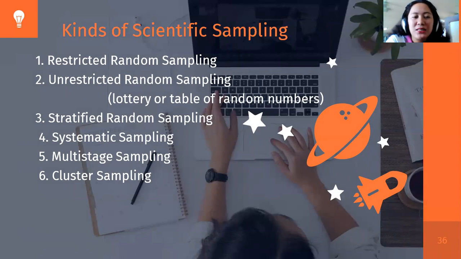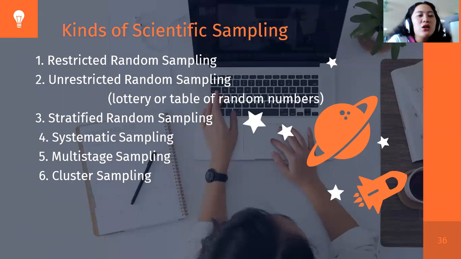So we have the random sampling. Both the restricted random sampling and the unrestricted random sampling will be done if your respondents or the population size is homogeneous. So what do you mean by homogeneous sampling? So it means that they are at the same age, they are at the same gender, they are at the same population, they are at the same geographical area. So that's homogeneous. So they are having the same characteristics.